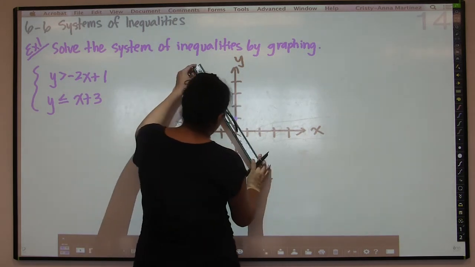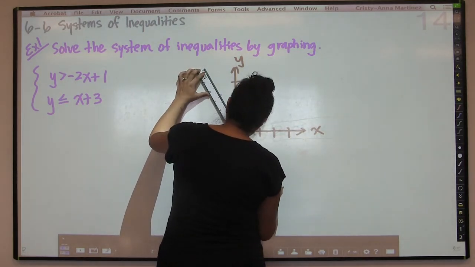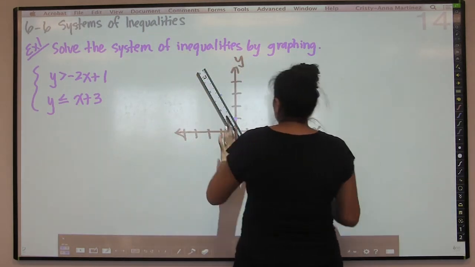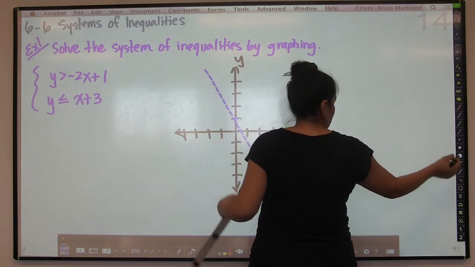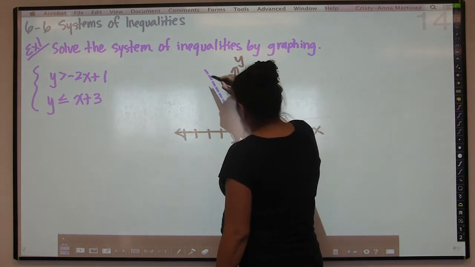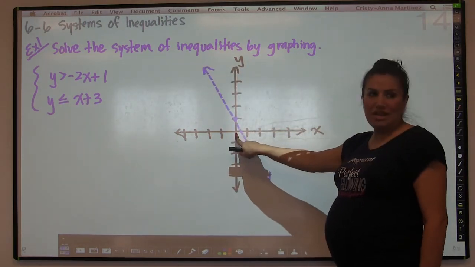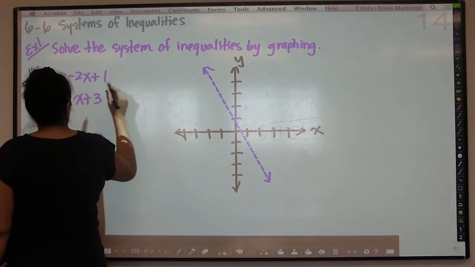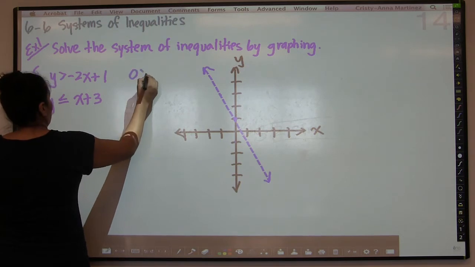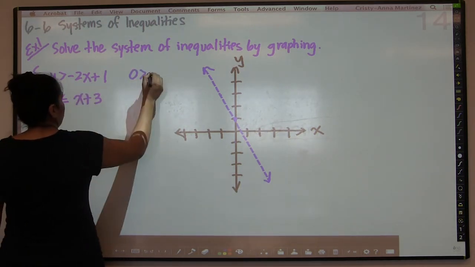And we're going to draw our line, but when we do so, we're not going to make it solid. We're going to make it dashed. Yay, it worked. Like so. You can test the origin to see which side you're supposed to shade. If I test the origin, I'm going to put 0 in the y spot, 0 in the x spot. So my statement will read 0 greater than 1.